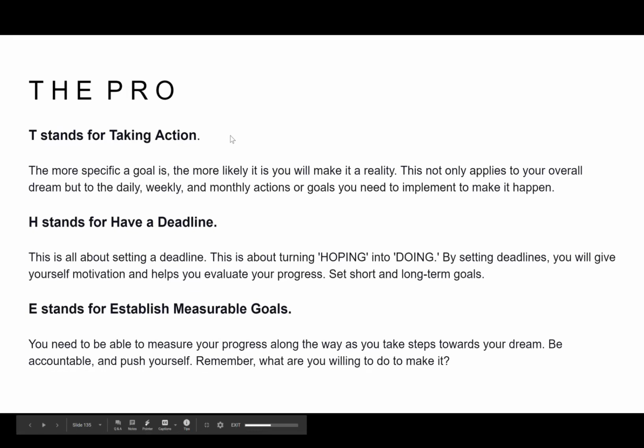In this one we're going to break down what the P.R.O stands for. Now you've probably heard of the SMART goal setting process. What we've done is tied that to what we're talking about with the P.R.O mindset. So what we've developed for you is the P.R.O, and this is how we develop our goal setting process.